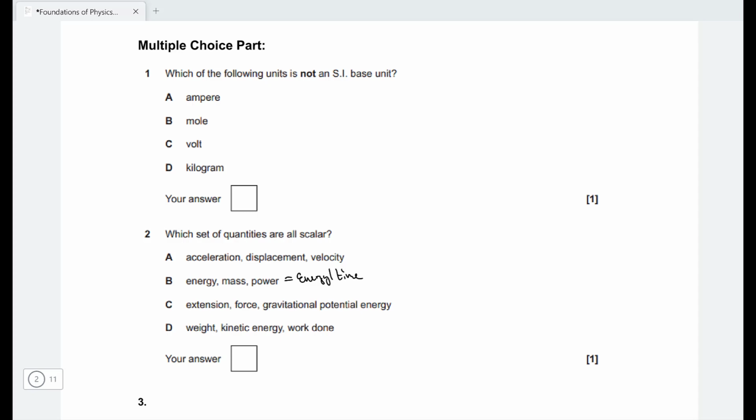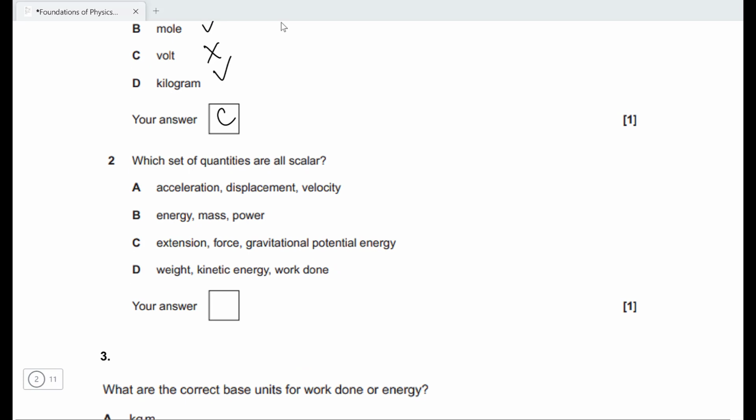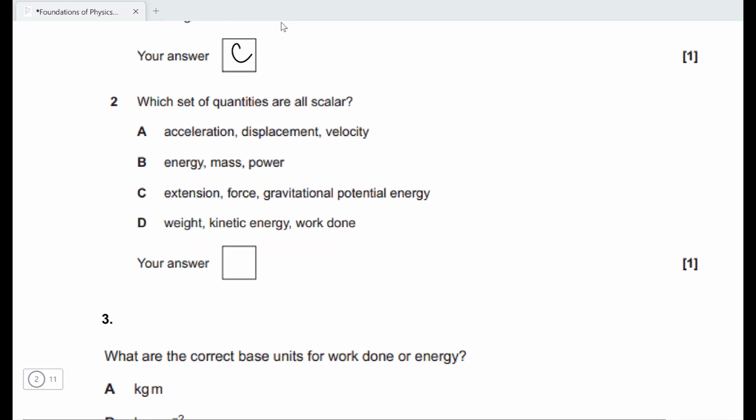Now with that out of the way, let's start having a go at some multiple choice questions. Question 1, which of the following is not an SI base unit? So the amp is, the mole is, the volt is not, the kilogram is a base unit, therefore the correct answer is C.